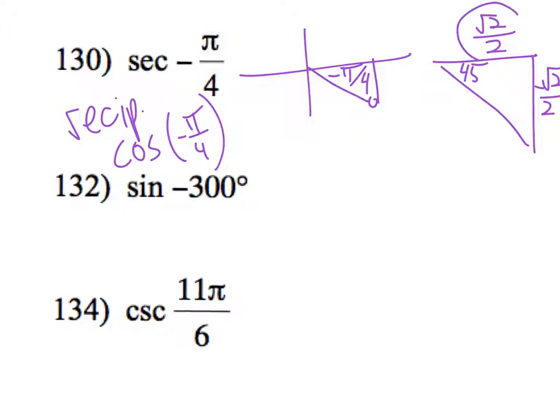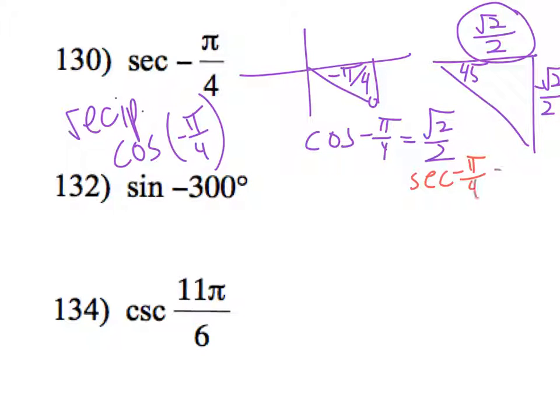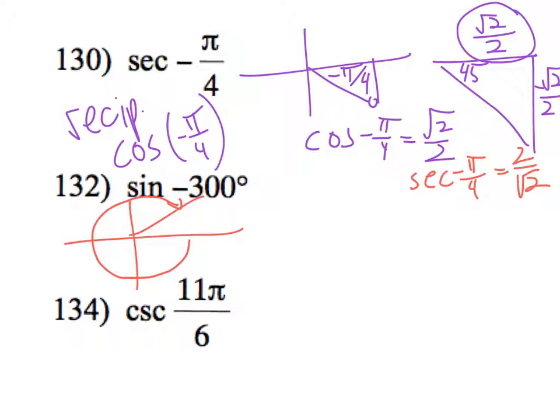Secant is going to be cosine, so that's positive. So cosine of negative pi over 4 is root 2 over 2. That means that secant of negative pi over 4 is going to be 2 over the square root of 2. Sine of negative 300. Okay, negative 300 means I'm going to go clockwise almost 360, and we'll have 30 left. So this is equivalent to the sine of 30 degrees.